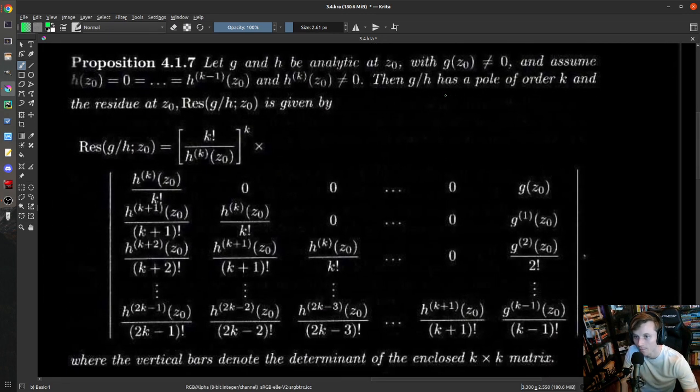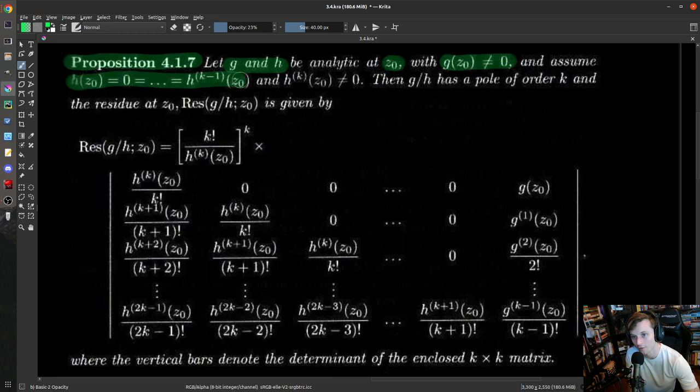So here, in proposition 4.1.7, we'll have G and H analytic at z naught with G of z naught non-zero, and we'll assume that H of z naught is equal to 0, as are the first k minus 1 derivatives of H at z naught. We'll also assume, of course, that the kth derivative at z naught is non-zero. So here we're assuming that H has a zero of order k at z naught and G has a zero of order 0, right?